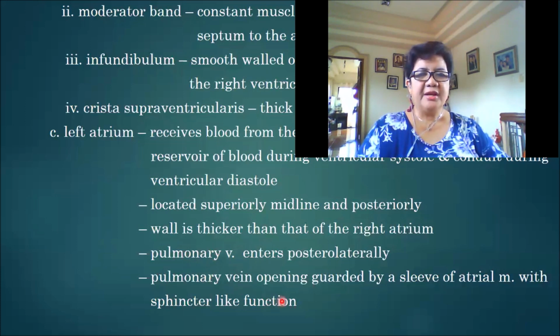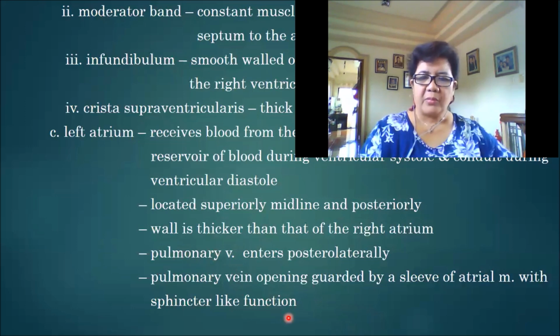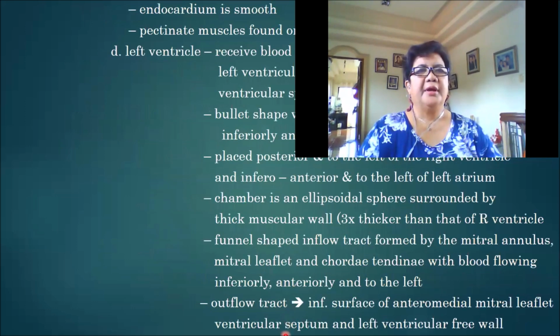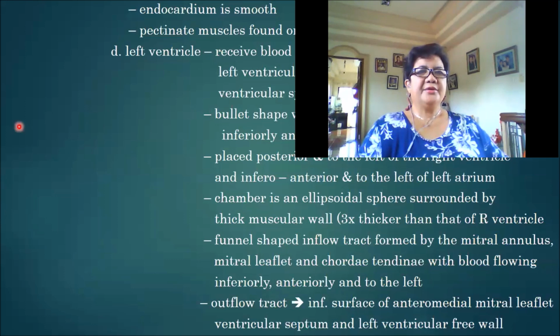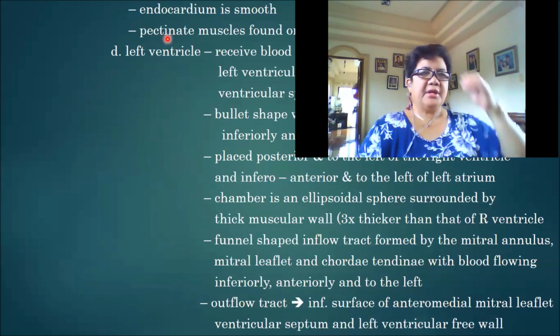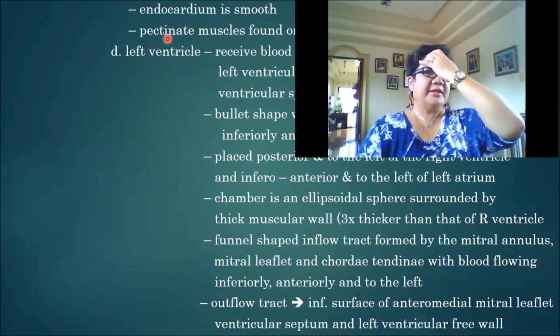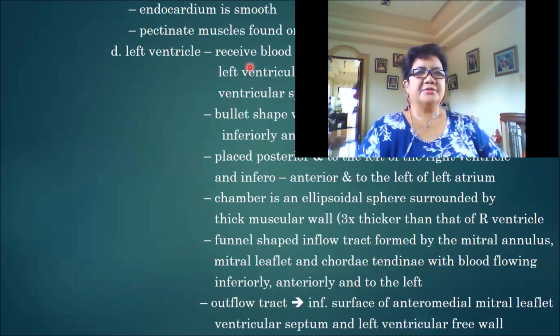Now, your pulmonary veins openings are guarded by a sleeve of atrial muscle with sphincter-like function. The endocardium in the left atrium is smooth, and pectinate muscle is found only on the left atrial appendage. So another marker, your pectinate muscle, is found only in the left atrial appendage.